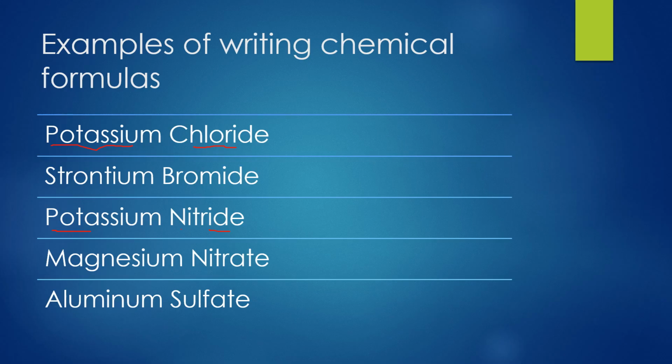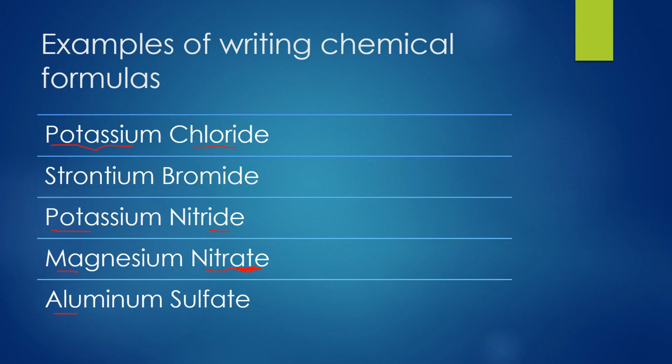Now for the last two, we have magnesium, an alkaline earth metal with a +2. Now notice the nonmetal portion, or the anion portion. It's nitrate, so notice it has an ATE ending. Since it has an ATE ending instead of IDE, that tells us it's going to be a polyatomic. And in this case, it's NO3 with a -1 charge.